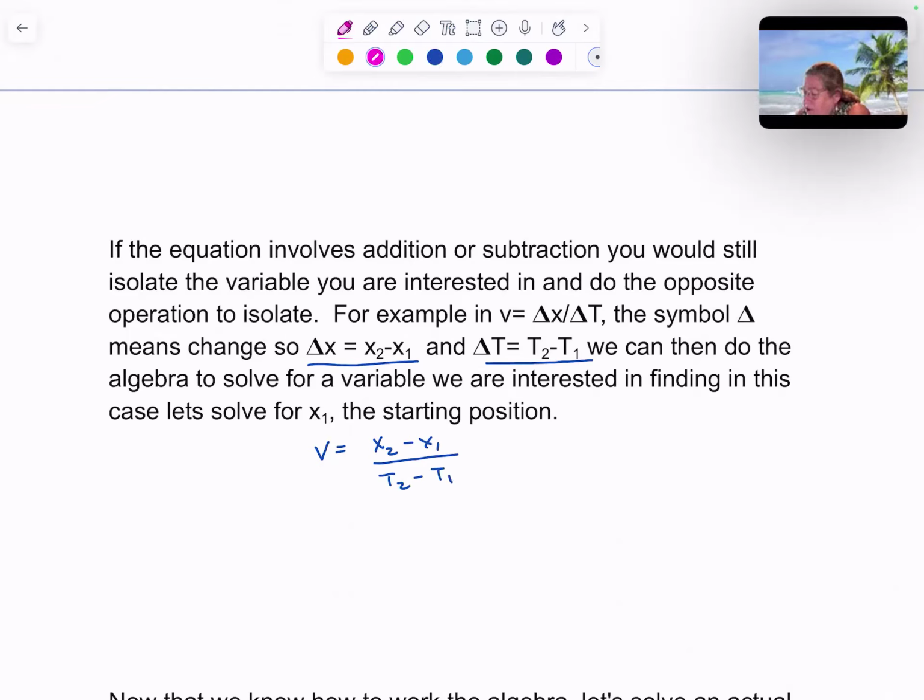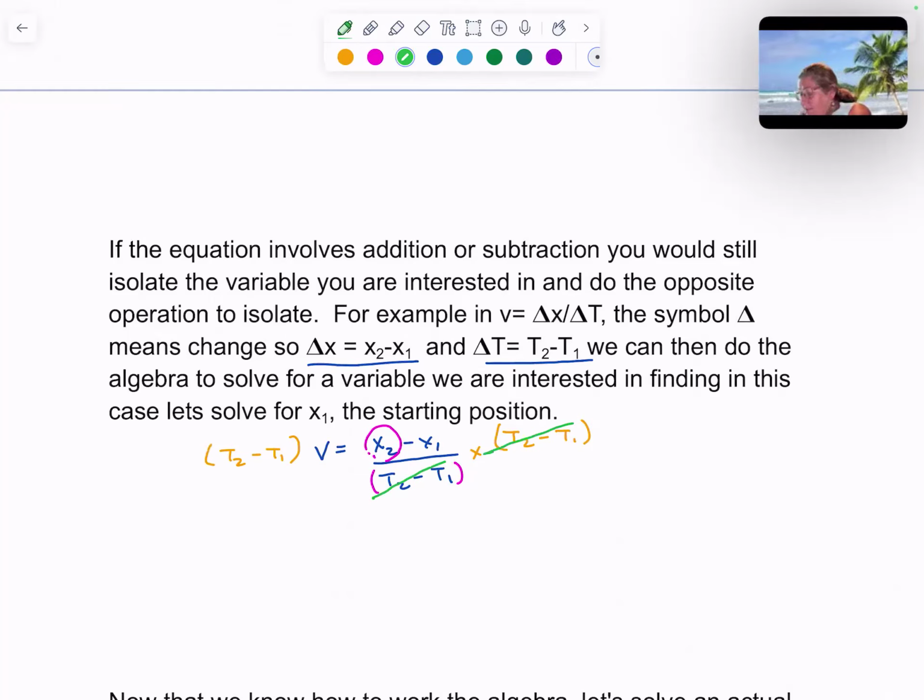Remember, we want to solve this for x2. So the first thing we're going to need to do is get rid of this down here on the bottom. So to do that, we're going to multiply both sides by that value. I'm going to work this in gold so you can see the difference. So I'm going to multiply this by t2 minus t1. And what I do to one side, I do to both sides. This is going to allow this to cancel out.